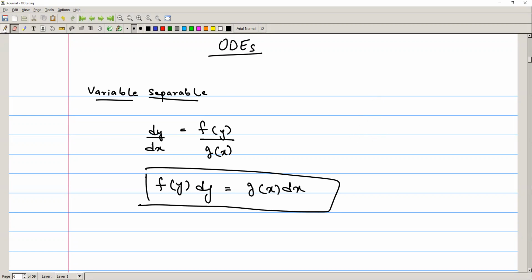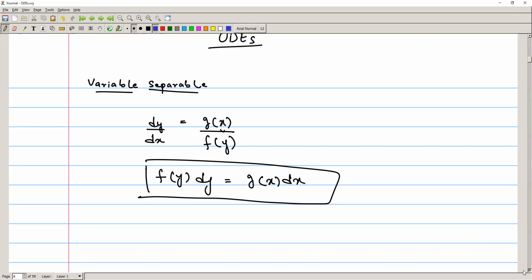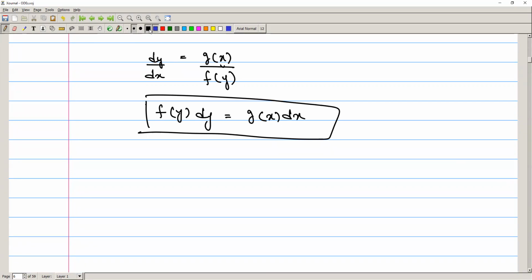If I write here like this, that is f of x and g of y, or f of y and g of x. In fact, I should write in this way, that is g of x over f of y, right? So we can write in this form and then we can integrate to solve the problem, right? So let's take some examples on this method.